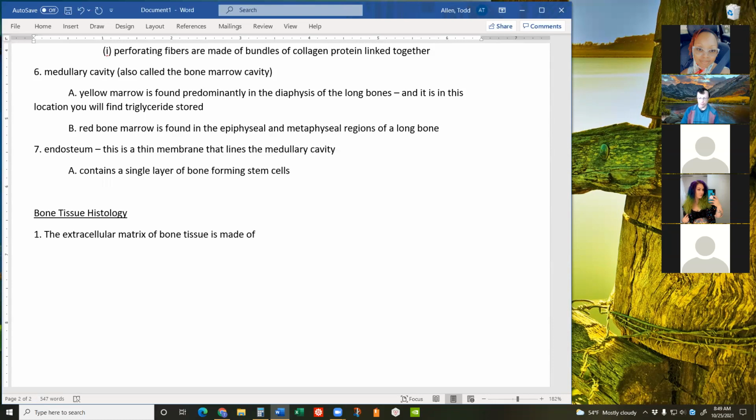The extracellular matrix of bone tissue is made of the following, and I'm just taking numbers out of your book, so there's no mystery here. 15% water, 30% collagen fibers, and 55% crystallized mineral salts. Okay. If you were to get a really good image of the extracellular matrix of bone, you would find things that look like they're made of crystals.